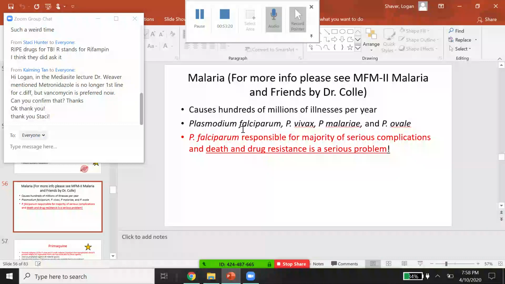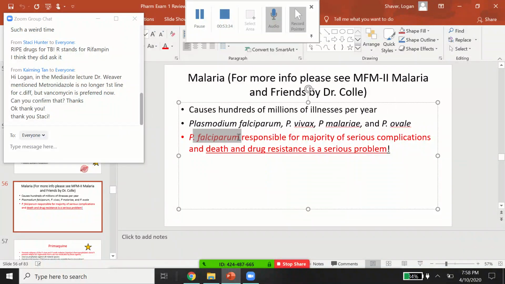And then I don't remember if this was particularly important, but she had this in red. P. falciparum, so this is going to be one of those parasites associated with malaria. It's typically one of the worst ones to get, so it's responsible for the majority of serious complications and death, and drug resistance is a serious problem with falciparum specifically, is what she's talking about. She does mention drugs that are specific to the different types, so that's where you get those test questions coming from.